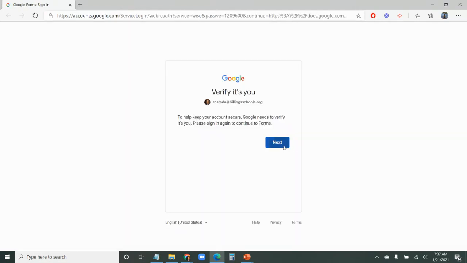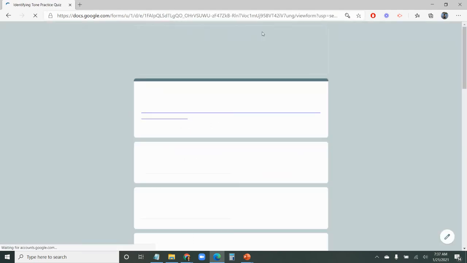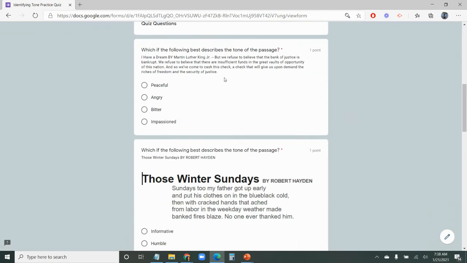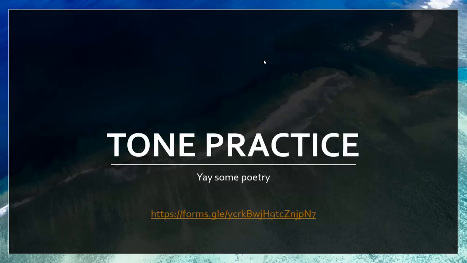So if you're not in class today, load this up. Okay, yes, it's me. There's a brief tone practice quiz that I'd love for you to take. It's like 5 questions. It asks you to read a tiny little passage and then tell me, what is the tone of this passage? And it gets kind of progressively harder as you go on. So the first couple will be a little bit easy, but give that a shot before you move on.